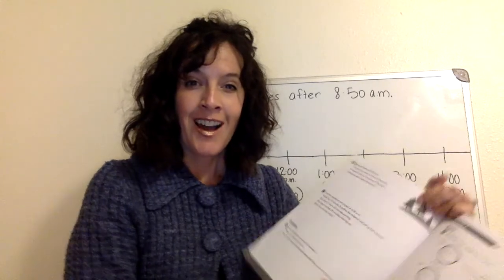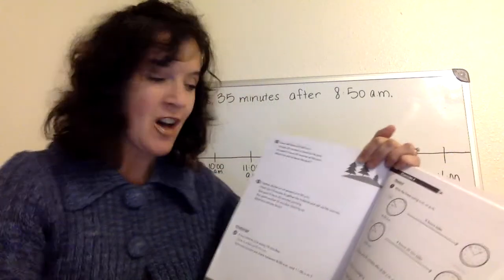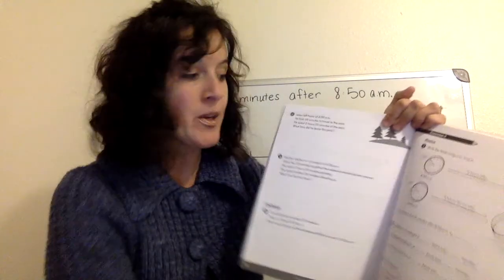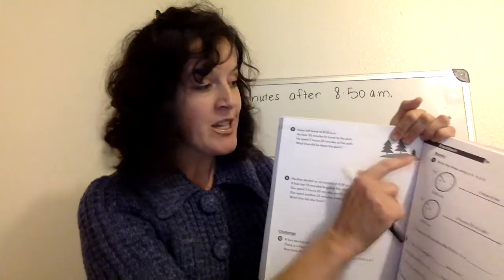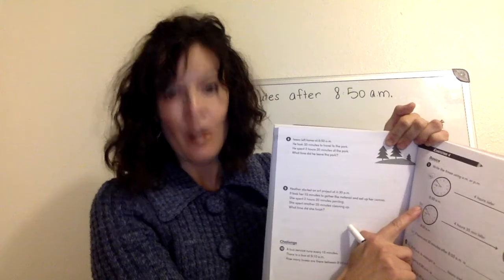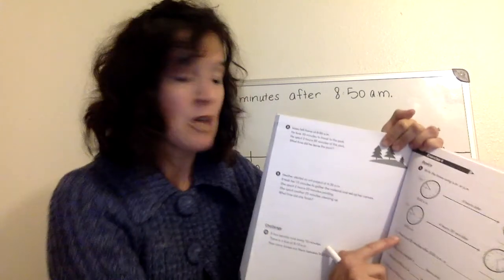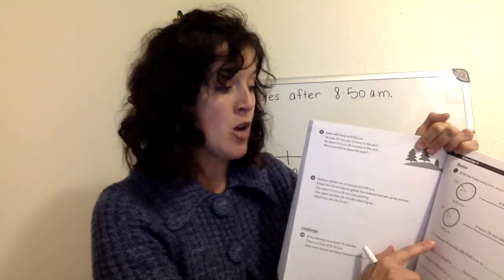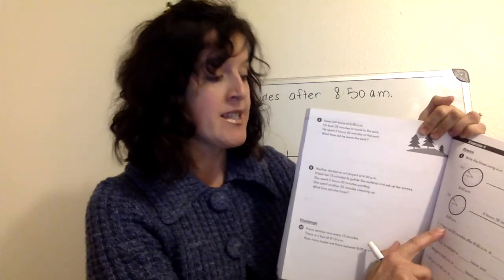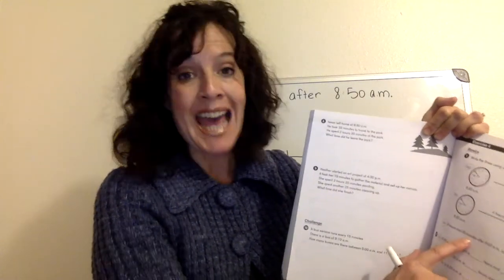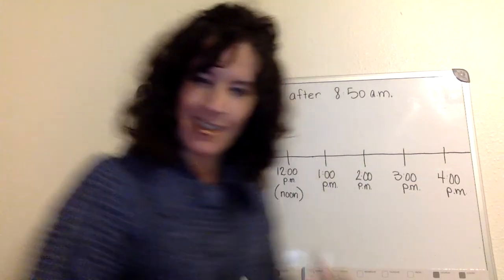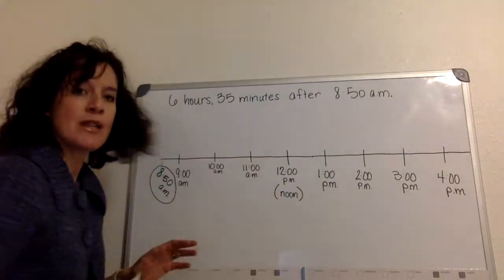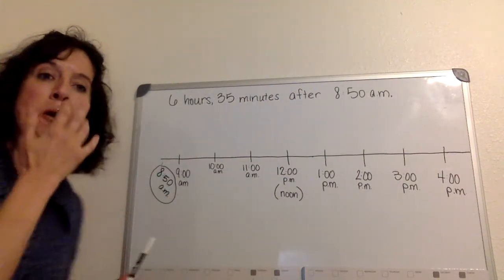All right, now we are going to move on to page 183, letter number 1C. You're going to do 1B on your own for homework. So now we're on 1C, and we want to know what time it is 6 hours and 35 minutes after 8:50 a.m. At first, this seems a little bit daunting. You're like, how do I figure this one out? Well, let me show you. Let me give you some tricks.